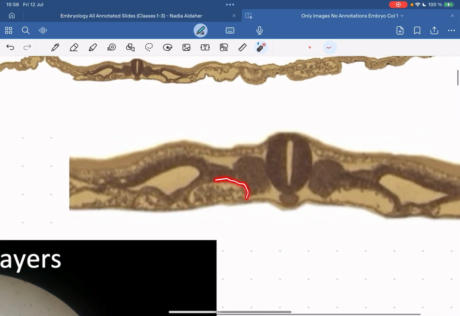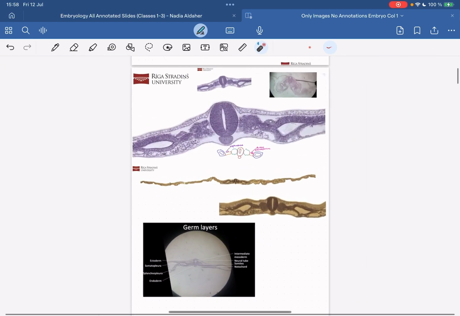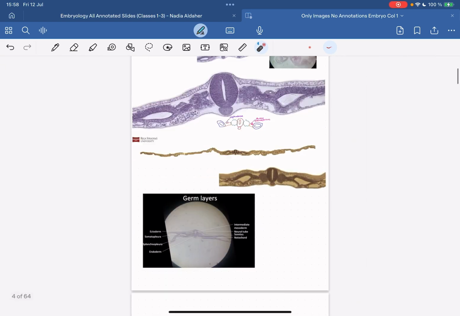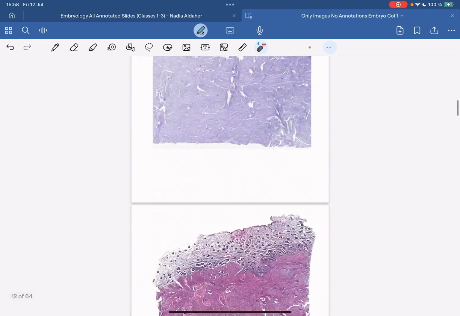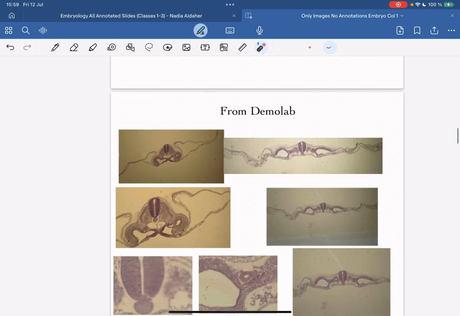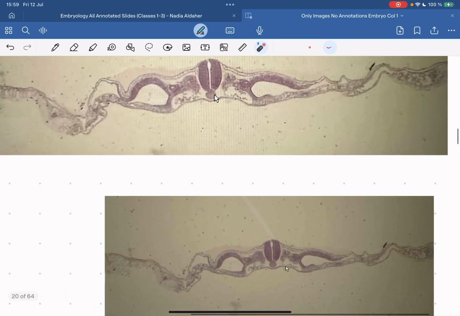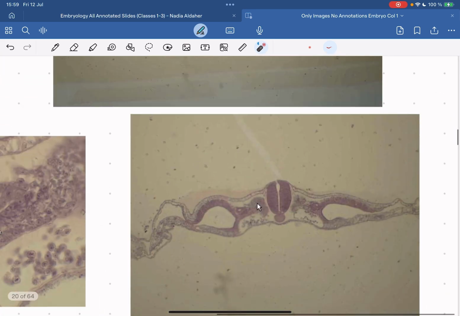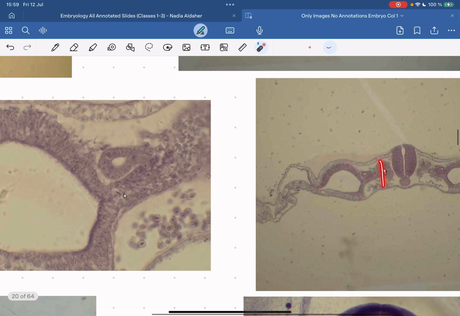Here we can see them. This is the aorta dorsalis opening, maybe even this. And then we have all of these specks that are nucleated erythroblasts. We can also see it in the demo lab slides. We can find them here in the germ layer. So you can see them if we zoom in. So this would be a zoomed in version of this, like so.